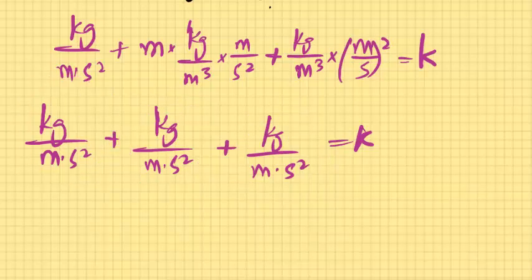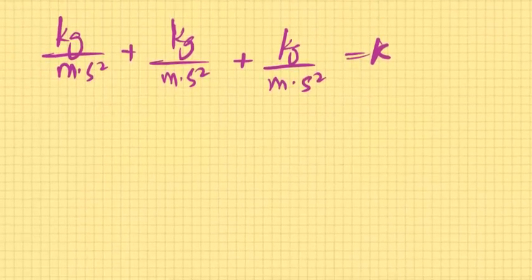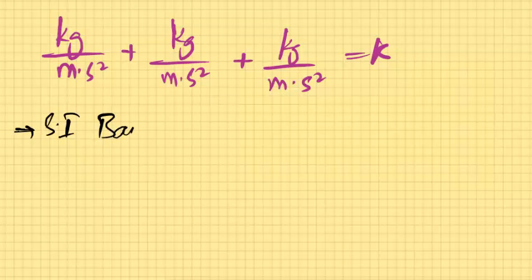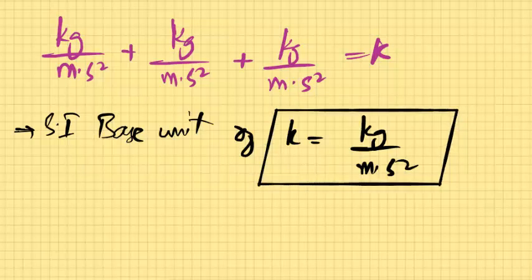Alright. And obviously if all these three terms have a unit of kilogram per meter per second square, then eventually the SI base unit of K will also be equal to kilograms per meter per second square.